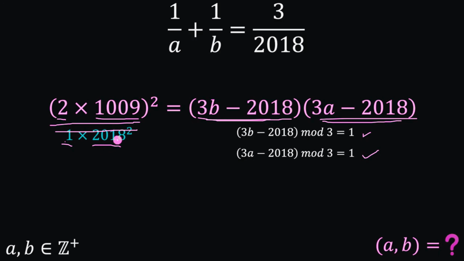So 2018 mod 3 is 2. Then 2 squared is 4, and 4 is technically 1 mod 3. So this pair is good. Another pair is 2 squared and 1009 squared.